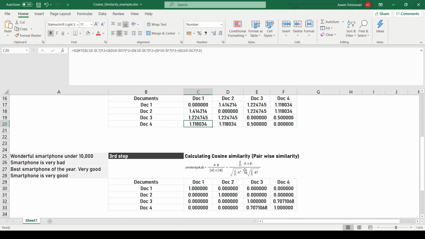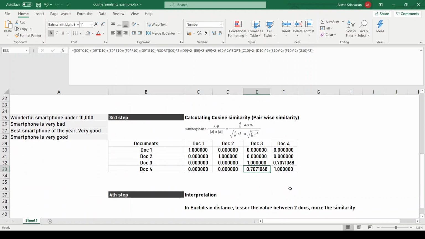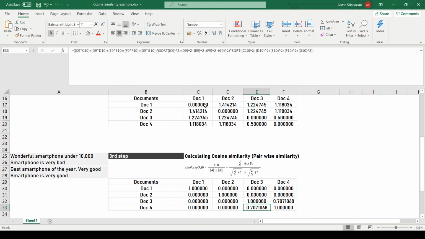So, while interpreting the values in Euclidean distance, we should interpret lower values as more similarity, while in cosine similarity, higher values indicate more similarity. One easy way to remember this is the matrix diagonal: Euclidean distance will be 0, which indicates similarity, while in cosine similarity, it will be 1.